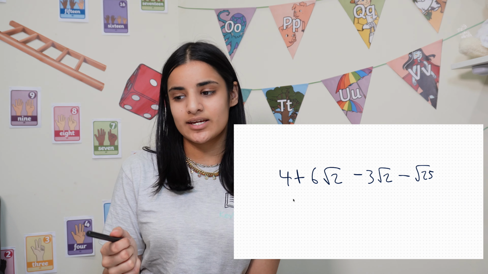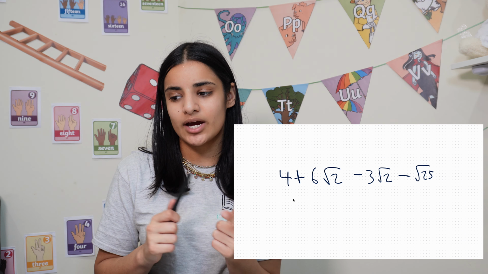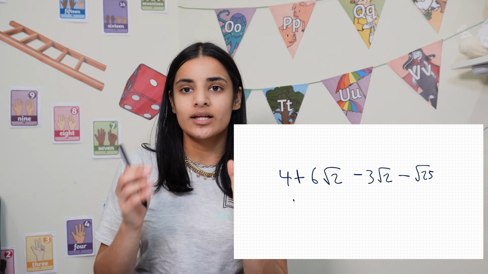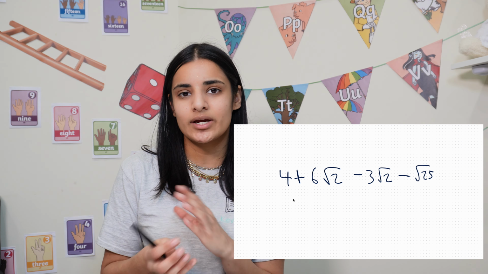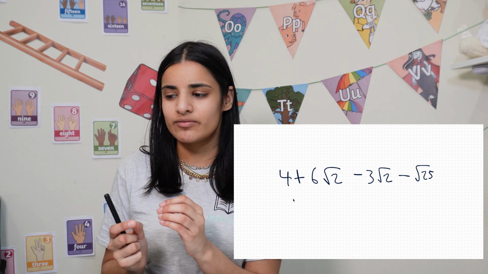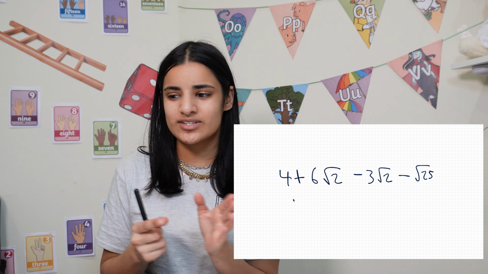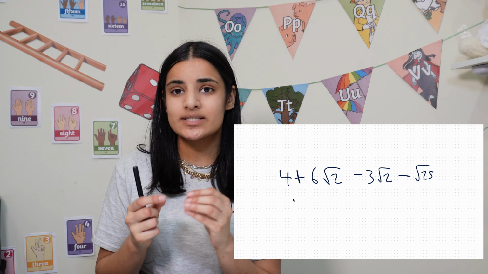Now, off the bat you can see that we have 6 root 2 and 3 root 2, which are like surds, so I can add and take them away as much as I want. But that root 25 is going to be a problem because that's not the same as the other two. So I'm going to want to try and simplify this.